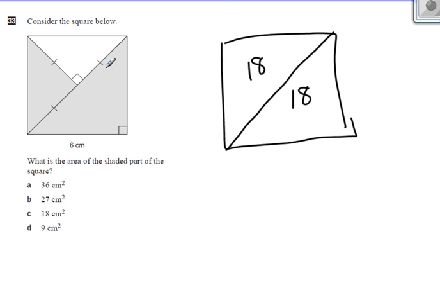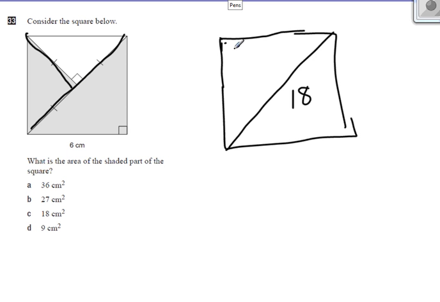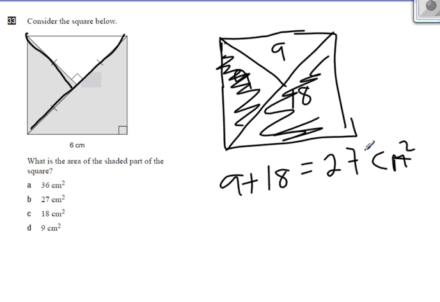Now, as you can see in the diagram, not only did I cut it in half like this, but then this upper triangle was again cut in half. So instead of saying 18, I'm going to cut that in half. So half of 18 is 9. So the parts that I've shaded are 9 plus 18, and 9 plus 18 is 27 centimeters squared. So you don't necessarily need to do process of elimination. You can get the answer without multiple choice.